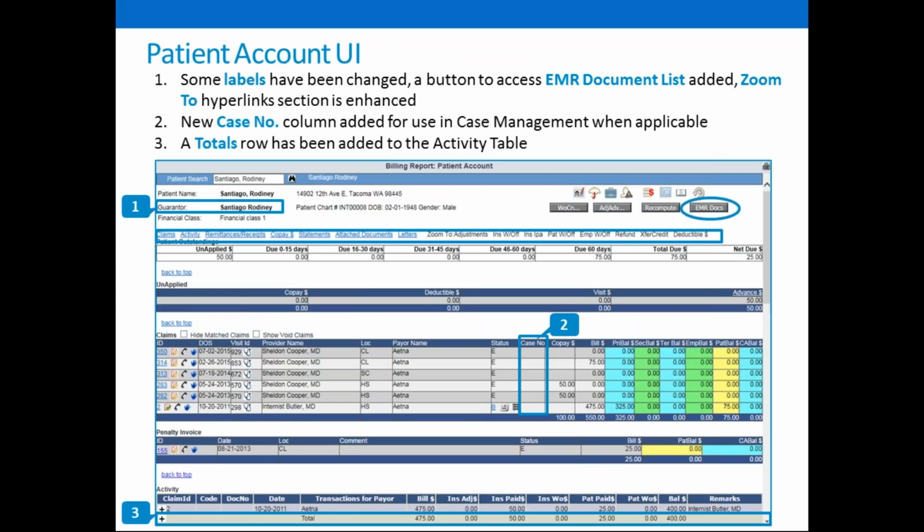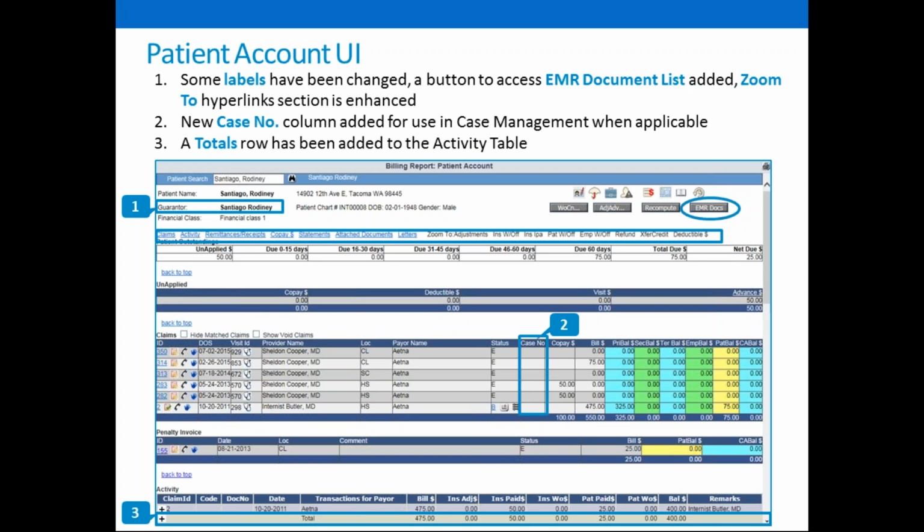Now, before we get to the customizing here, there's some other changes on the patient account screen overall. Some label changes. Guarantor is now the standard system-wide, both billing and EMR. Previously, we had changed it on some screens, but it still said responsible person here. So it now says Guarantor for consistency.